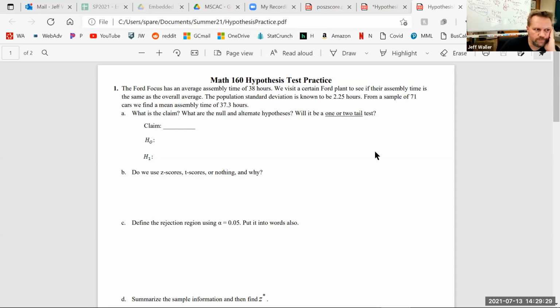Forward focus. All right, so I want you to just read through it and try to write the claim down. I'm going to take a very quick break. I'll be right back.